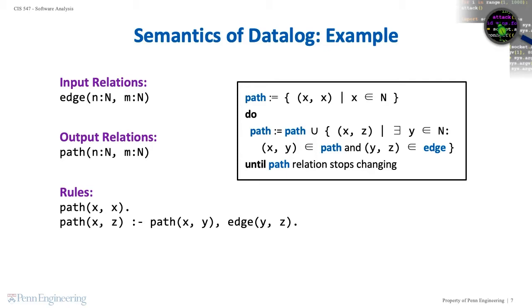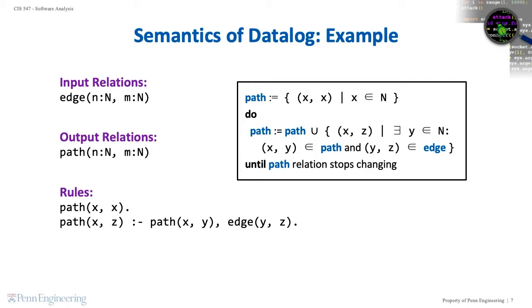It then repeatedly applies the second rule, which involves adding to the path relation each tuple x, z whenever there exists a node y such that tuple x, y exists in the current path relation and tuple y, z exists in the input edge relation. This captures the intent of the second rule, that there exists a path from node x to node z if there exists a path from node x to some node y and there exists an edge from that node y to node z.